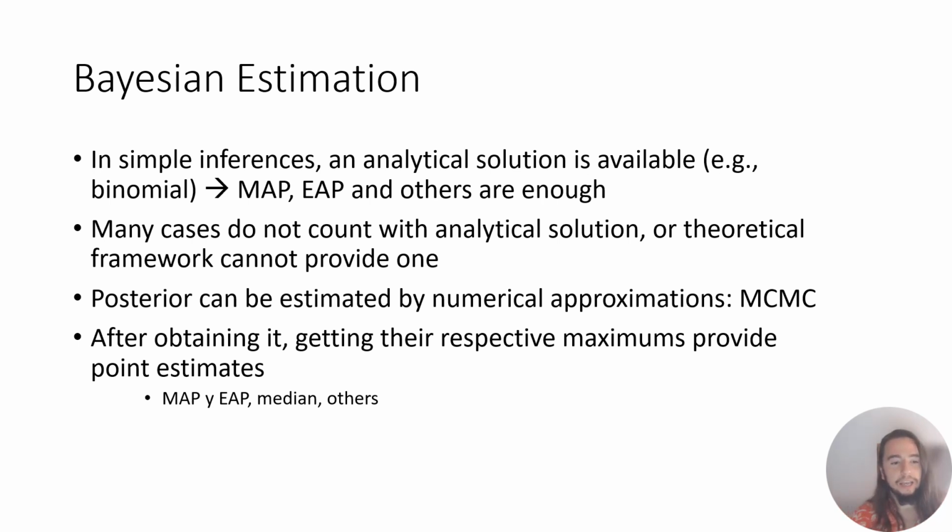In many occasions, the posterior is not available from an analytical point of view, but we can approximate it by numerical approximations. This is the case of MCMC or Markov chain Monte Carlo methods. Okay. So at that point, when we get the posterior, the next step is to get its maximum point, because normally we need a point estimate or also an anchor point to create the highest density intervals. And MAP or EAP are very similar to do.